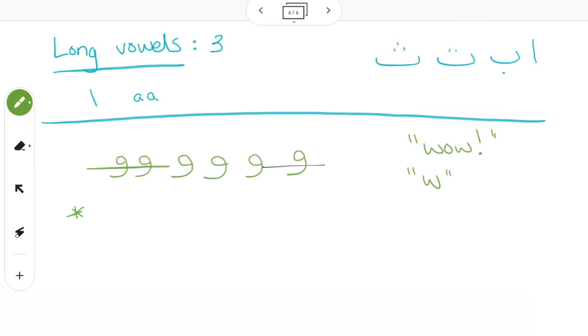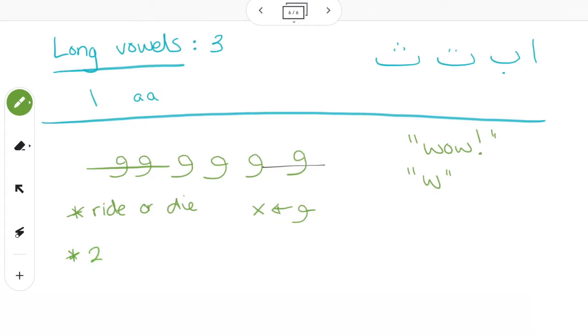Now, the characteristics of the letter wow. It is a letter that is a ride or die. What does that mean? It means that it connects to what comes before. It does not connect to what comes after. So what does it look like when it connects? Simply have a connecting line and connect the wow. And if there's a letter that's after it, it will not connect.